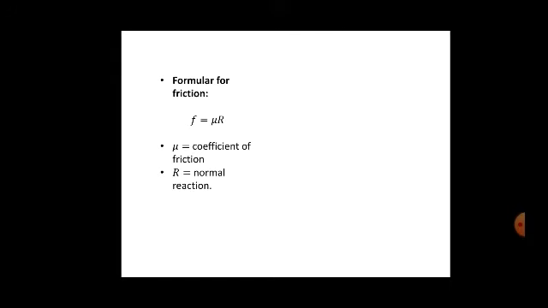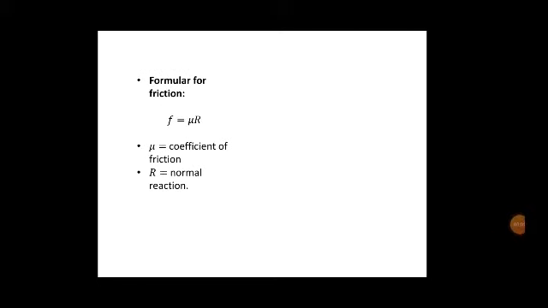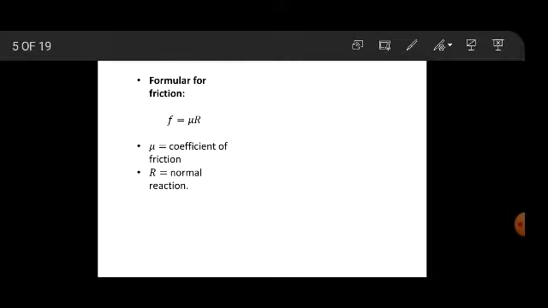Now, what is the formula for friction? Friction is F equal to mu R. The mu here is the coefficient of friction. The R here is the normal reaction. This coefficient of friction can be the coefficient of static friction, or it can be the coefficient of kinetic friction, any of them.